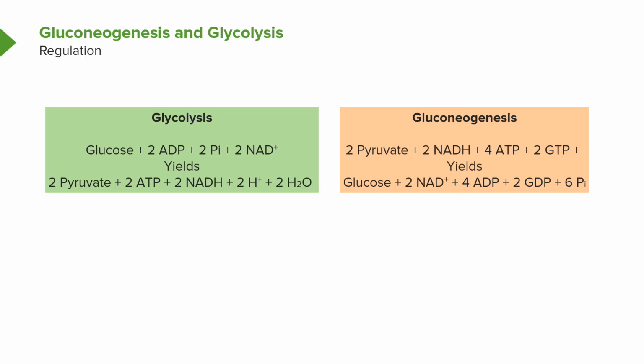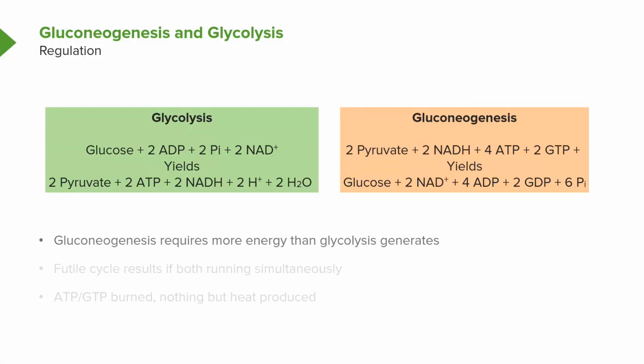Well, if you do the math, what you see is that it takes more triphosphates to make glucose than you get out of glucose when you break it down. Well, that makes sense. There's no process that's 100% efficient, and this one isn't either. But the problem arises if we try to run both these pathways at the same time. Glycolysis makes pyruvate, pyruvate goes up to glucose, glucose goes through glycolysis, and we go in this circle.